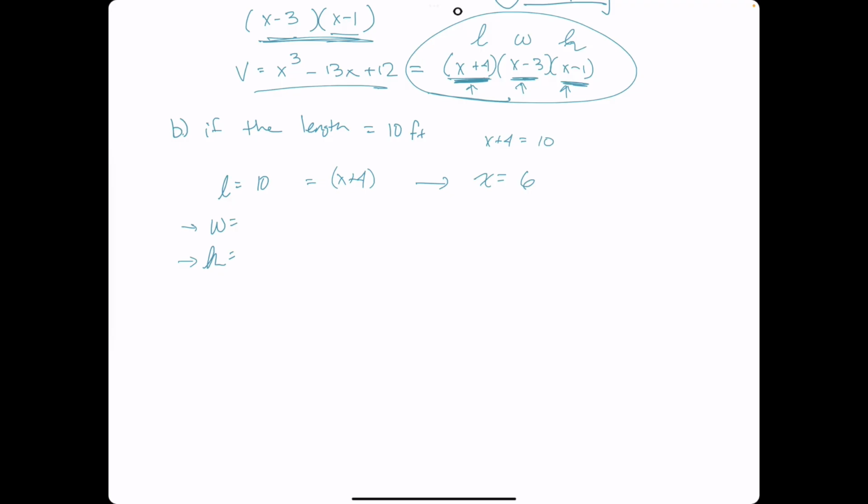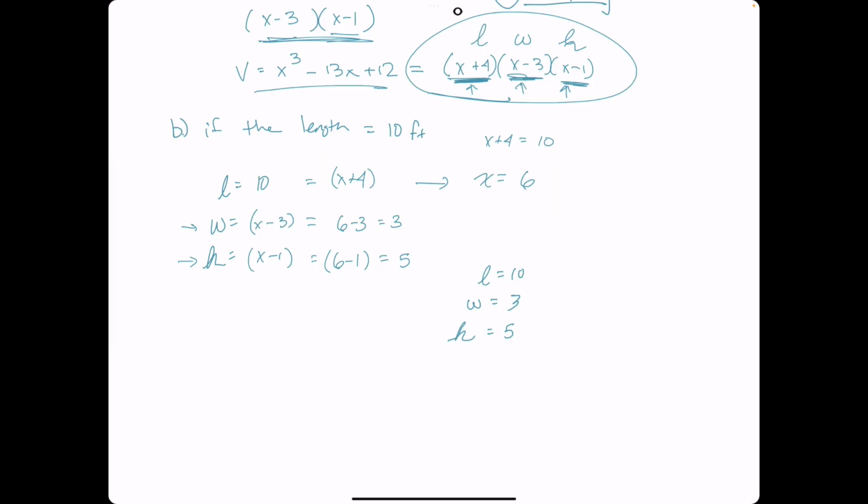Plug that into each of the other expressions. We have x minus 3. We have x minus 1. So put 6 in each of those. 6 minus 3 is 3. 6 minus 1 is 5. Right. So we could say the length is 10, the width is 3, the height is 5. Then you could actually find the actual volume if you wanted to.